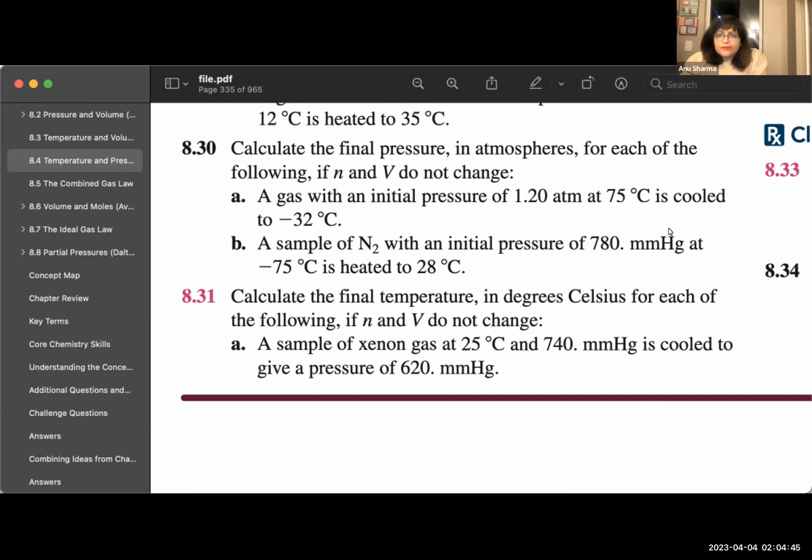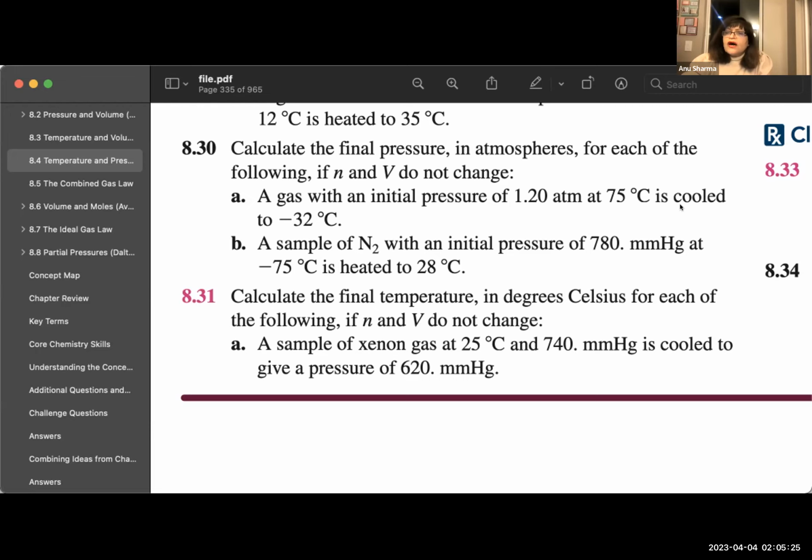Okay, so let's look at problem 8.31, which relates to the Gay-Lussac law. Calculate the final temperature in degrees Celsius for each of the following if the number of moles and the volumes do not change. The initial temperature is 25 degrees Celsius, at which the pressure of the gas is 740 millimeters of mercury. When it is cooled, the pressure is 620 millimeters of mercury. What is the final temperature? We need to calculate the temperature in degrees Celsius.